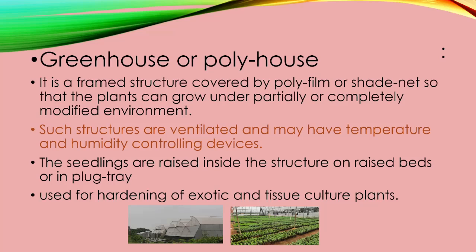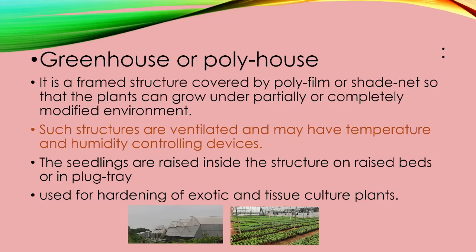Greenhouse or polyhouse. It is a framed structure covered by polyfilm or shade net. The plants that grow in this polyhouse are provided a partially or completely modified environment. So if we want to provide controlled environmental conditions to plants, we have to grow them in a greenhouse or polyhouse. These structures are ventilated and they may have temperature and humidity controlling devices also.